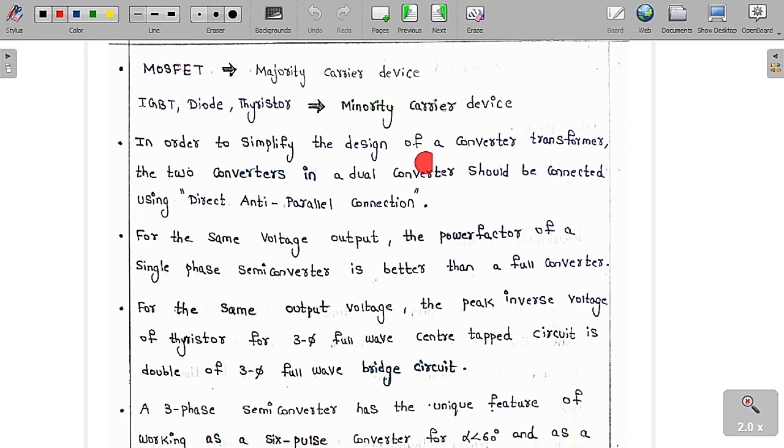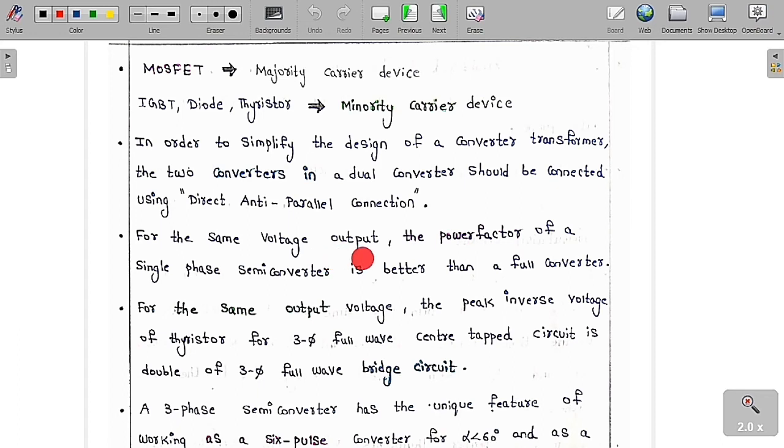In order to simplify the design of the converter transformer, the two converters in a dual converter should be connected using direct anti-parallel connection. So here, anti-parallel connection is used in the dual converter. Therefore, we are going to get the operation in the four quadrants.